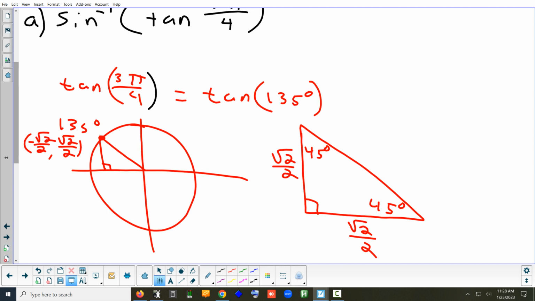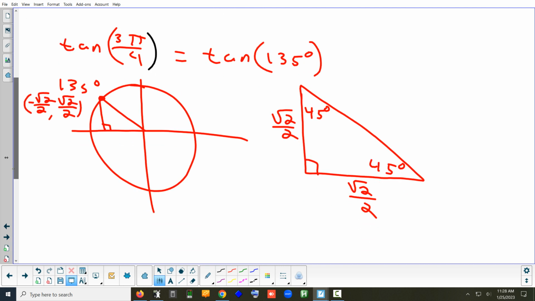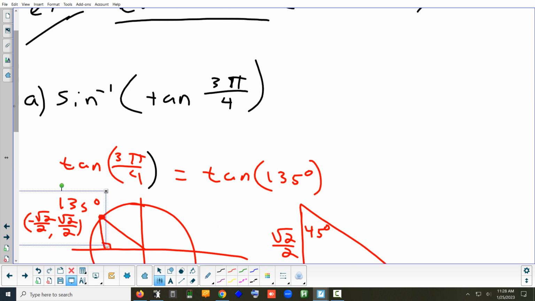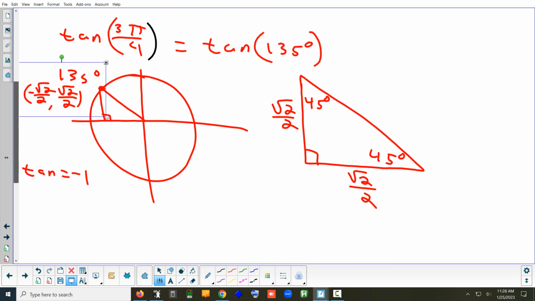Now what's your formula for tangent on a unit circle? You can think of it as opposite over adjacent, or it's y over x. It's the same thing, just a different name. What do you get at this point if you take the y value and divide by the x value? You get -1. So the tangent of 3 pi over 4 is -1.